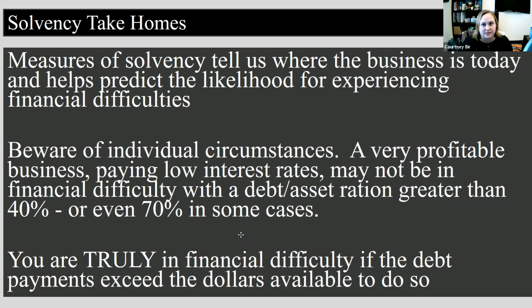Beware of individual circumstances. A very profitable business paying a low interest rate, and right now interest rates are quite low, may not be in financial difficulty with a debt to asset ratio greater than 40% or even 70% in some cases. So that's what I was saying, you have to look at the big picture and not just individual things. You are truly in financial difficulty if the debt payments exceed the dollars available to make them. If you look at how much money you have in reserves, how much money you're making from your farm, and that debt payment is bigger, then you really do have a problem.